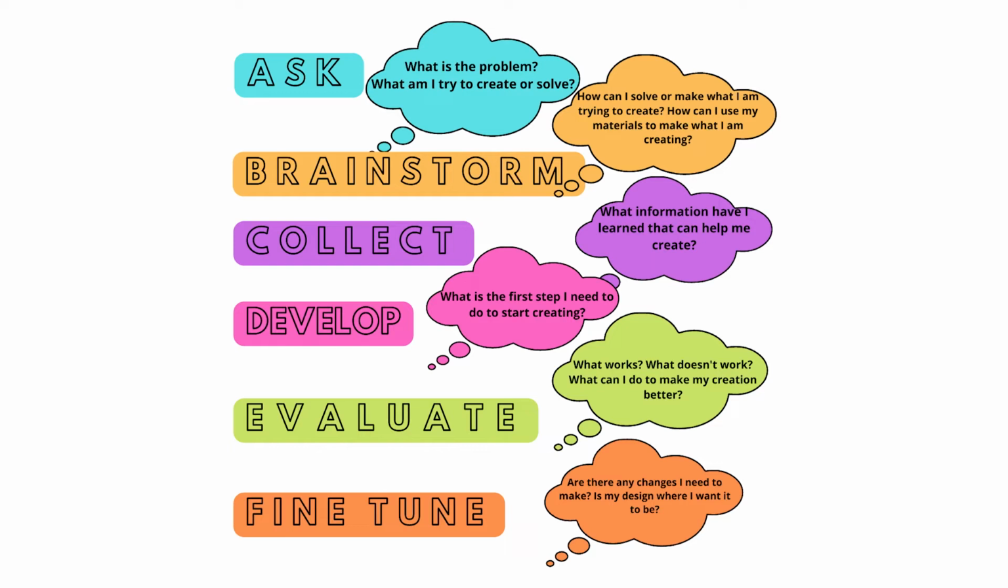Now, design thinking process observer, help your group go over these questions and the design thinking process. A, ask: what am I trying to create or explore? B, brainstorm: how can I use my materials to create or explore what would happen if you mix colors together? C, collect: what information have I learned that will help me explore colors, reflections, absorptions, and mixing? D, develop: what is the first step I need to make to explore color mixing? E, evaluate: what works, what doesn't work, and what can I do to make my color mixing better? F, fine-tune: is my design where I want it to be? Are there any changes I need to make?